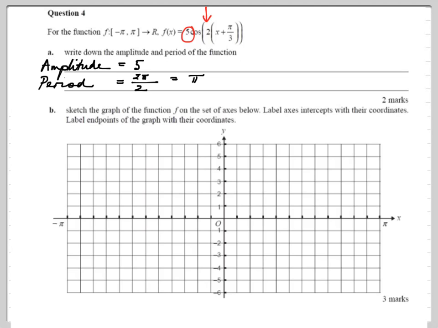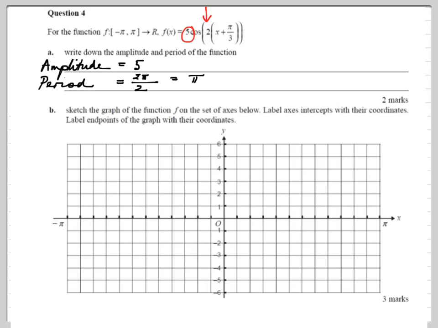The only saving grace of this thing is that it is only translated horizontally in the x direction. It's not vertically translated up. So that means the x-intercepts will be the same distance apart as the original, say, sine of 2x function without the 2 bracket x plus pi on 3. The x-intercepts will be the same distance apart. They'll just be shuffled all over to the left by pi on 3.